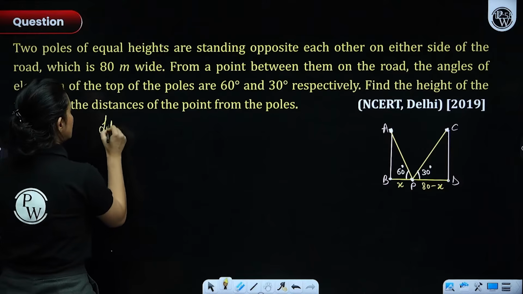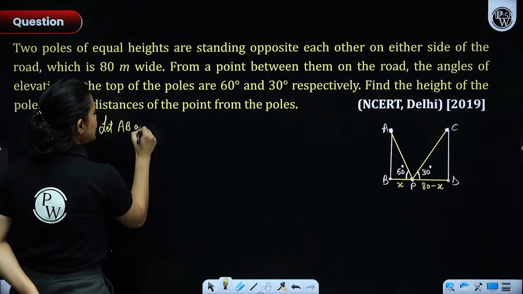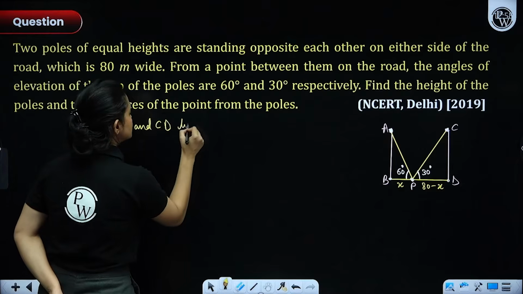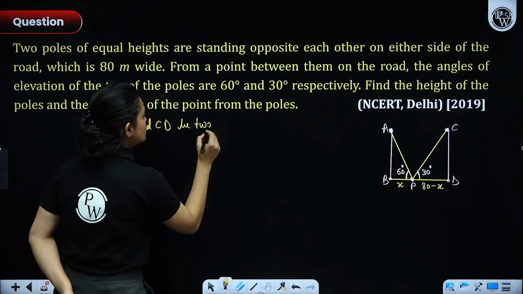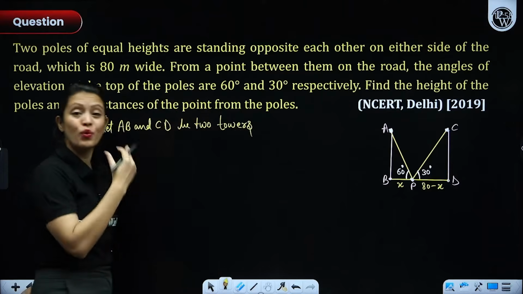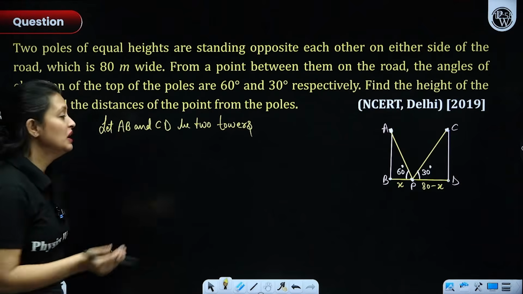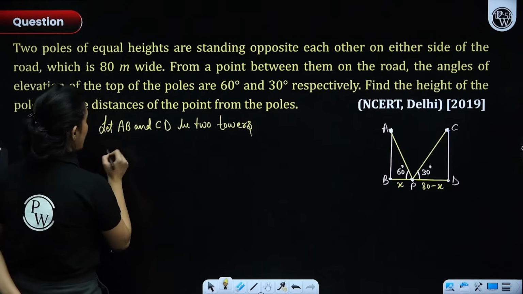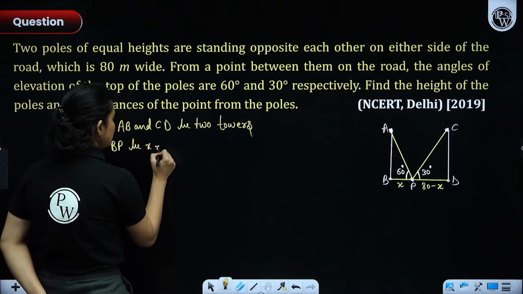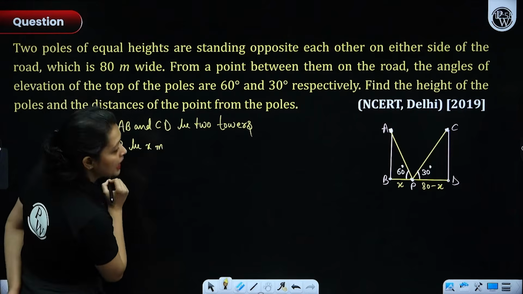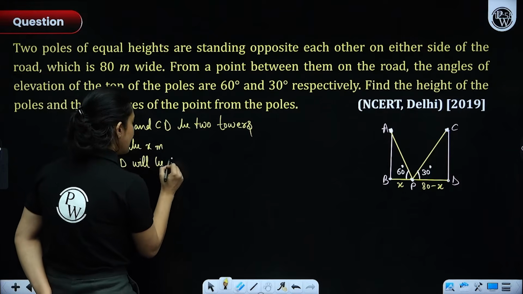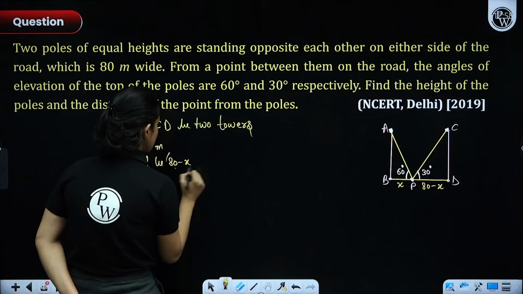Let AB and CD be the two towers. Everyone, you will have to write what line segment is what. That is important. Now here I am taking BP to be X meters. If BP is X meters, then automatically PD will be 80 minus X meters.